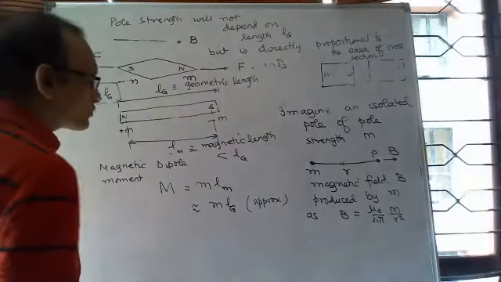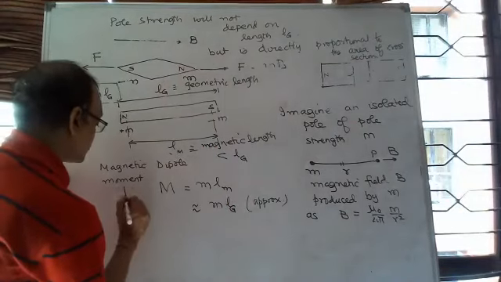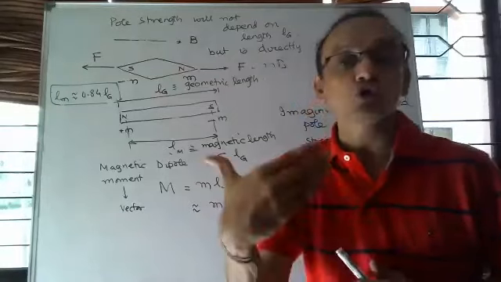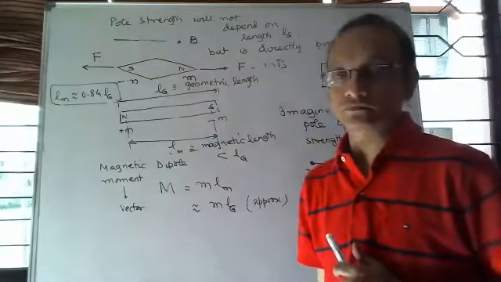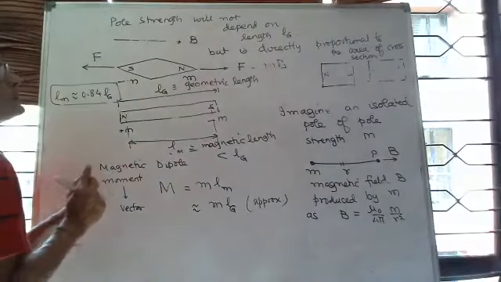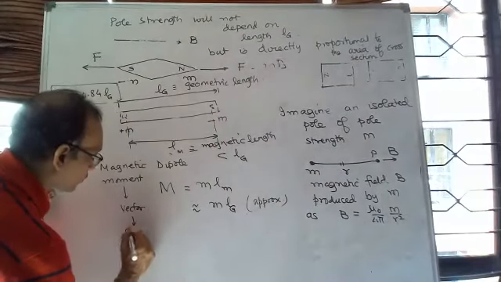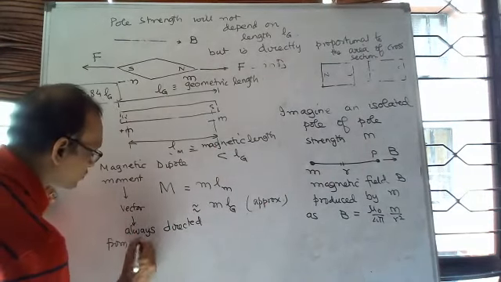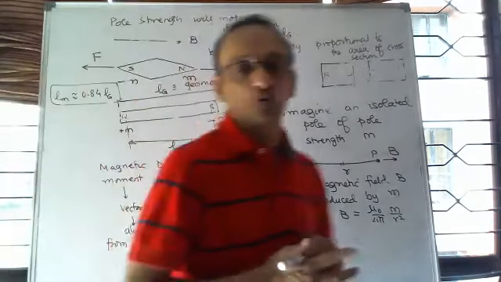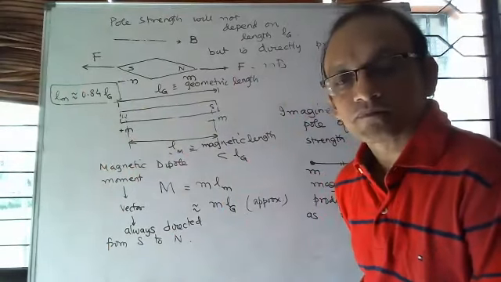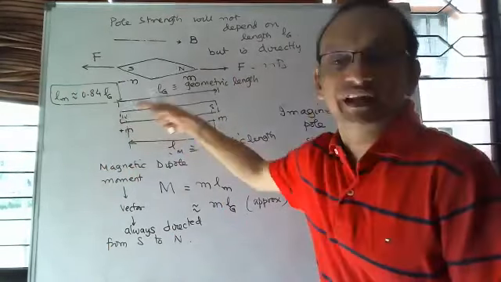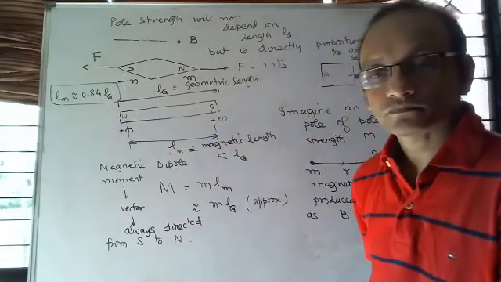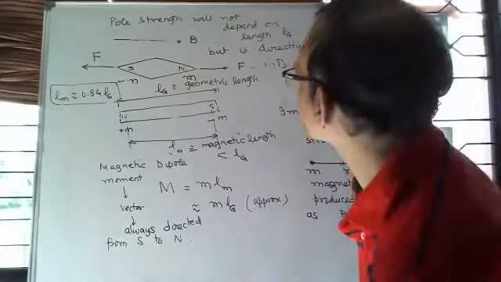Now, this is a vector. Dipole moment, just like dipole moment in electric field, magnetic dipole moment is also a vector. Right? This vector is always directed from south to north pole. That means from negative to positive. Negative pole strength to positive pole strength is the direction of this.